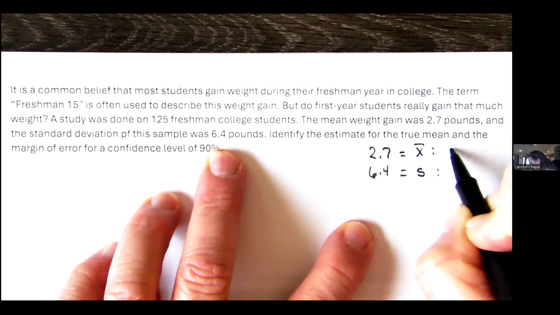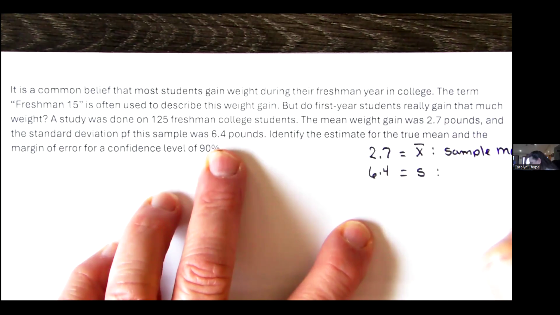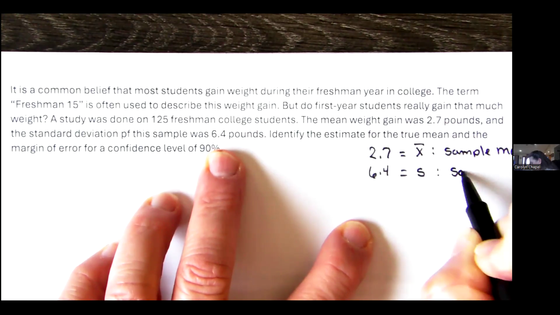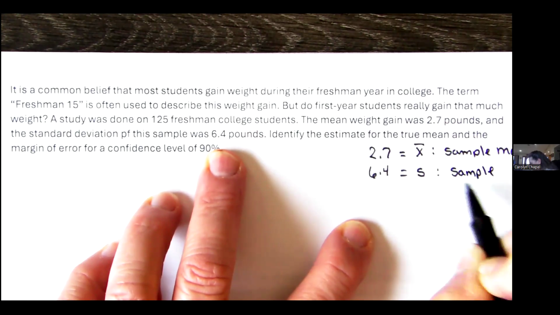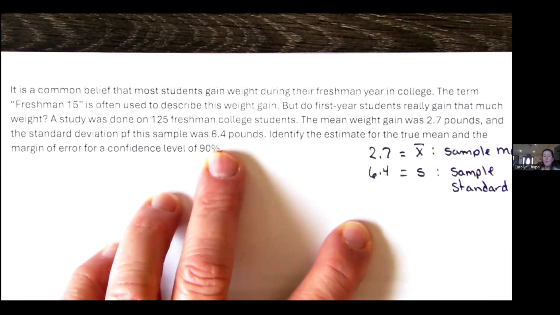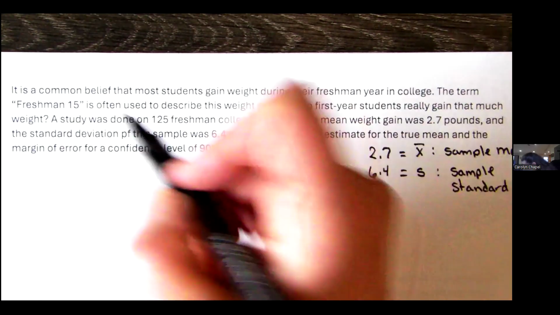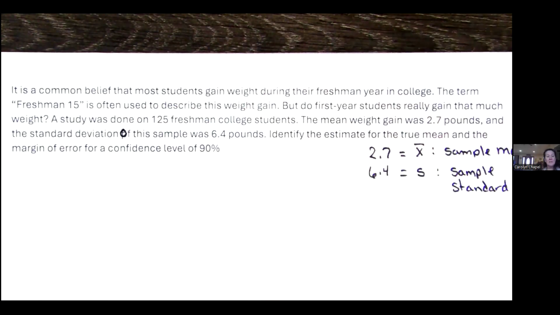This is your sample mean and your sample standard deviation. Being able to know what symbols each piece represents is pretty important. Oh, it looks like I have another typo. That's the O. Yes, please overlook my typos.